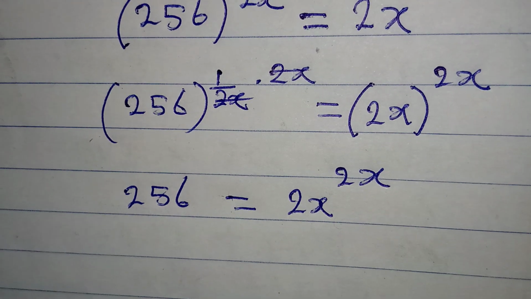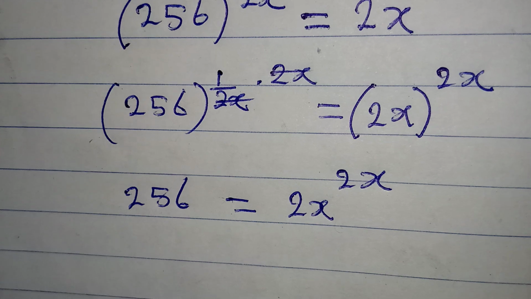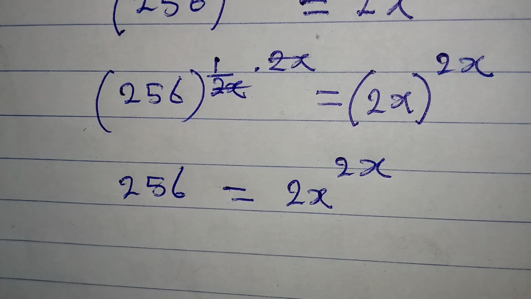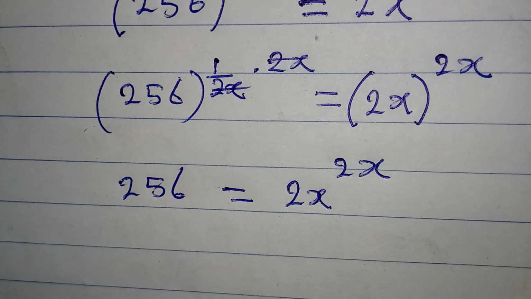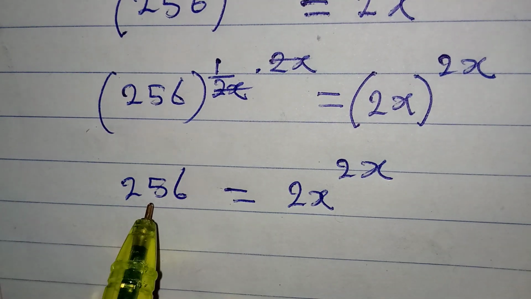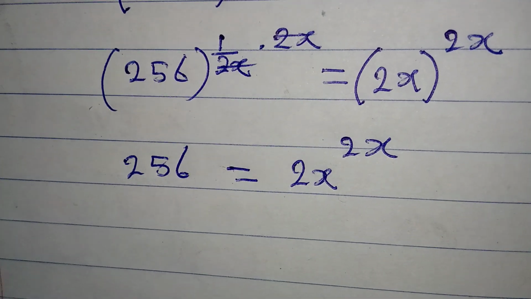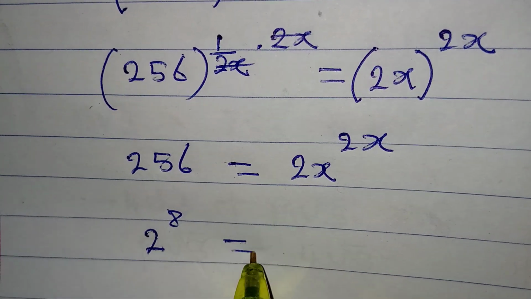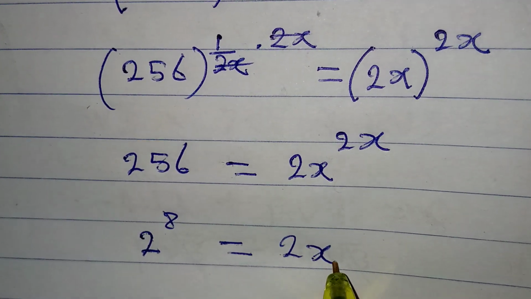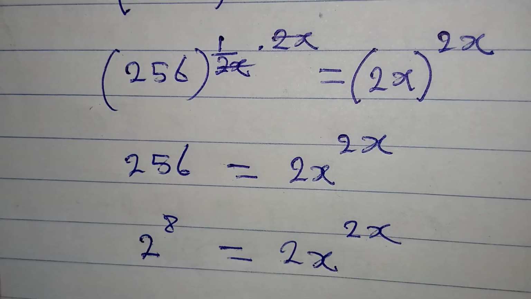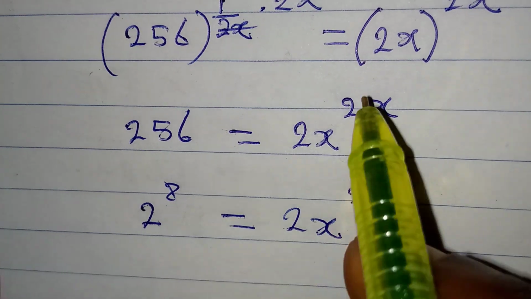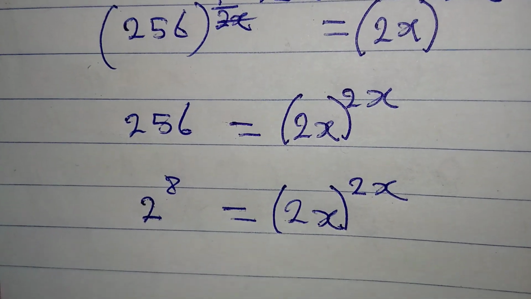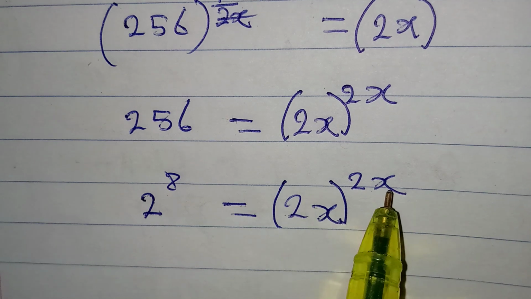Okay, so now what does this mean? This is very simple. Remember that 256 is the same thing as 2 to the power of 8, and that will be equal to 2x to the power of 2x. Let me put this in brackets so that we can understand better. Now we have the same number to the same base, right?